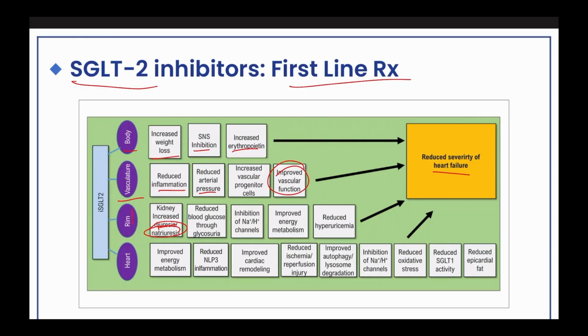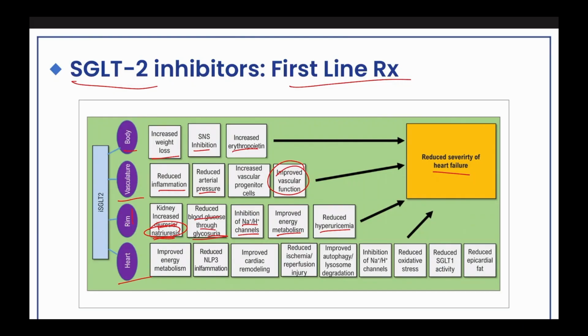So obviously, we are going to have increased natriuresis, reduced blood glucose through glycosuria. So we're able to get the glucose out of the bloodstream, get it into the kidneys and get rid of it. Inhibition of our sodium hydrogen channels in the nephron, improved energy metabolism, reduced hyperuricemia. What's that going to help reduce? Gout. Very good. Also helps with heart failure.